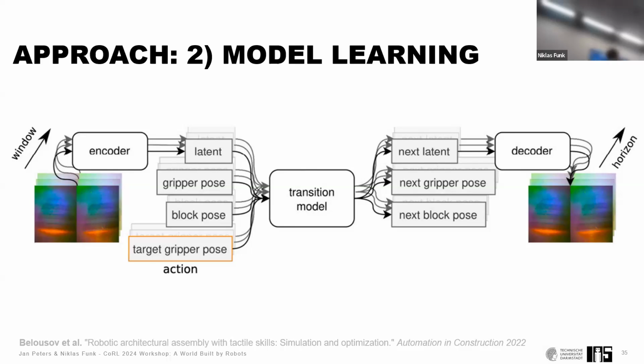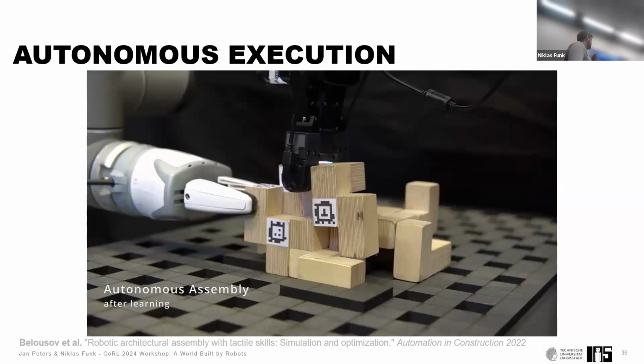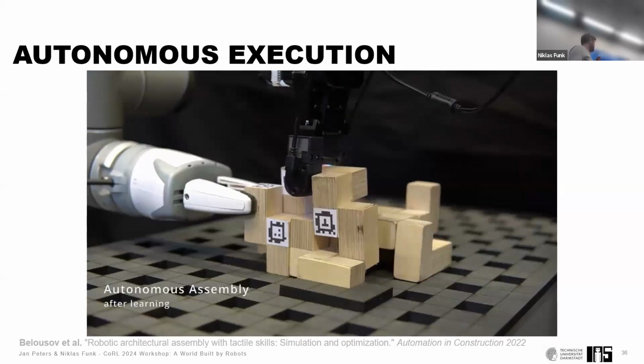Then you try to learn this transition model to get the next gripper pose, the next block pose, and we also predicted the next latent for the tactile images in order to regularize the learning of a better representation from the tactile images. And once you're done finishing this transition model, of course, you can use it to generate actions through model predictive control. And here you can now see the autonomous execution of this insertion policy.